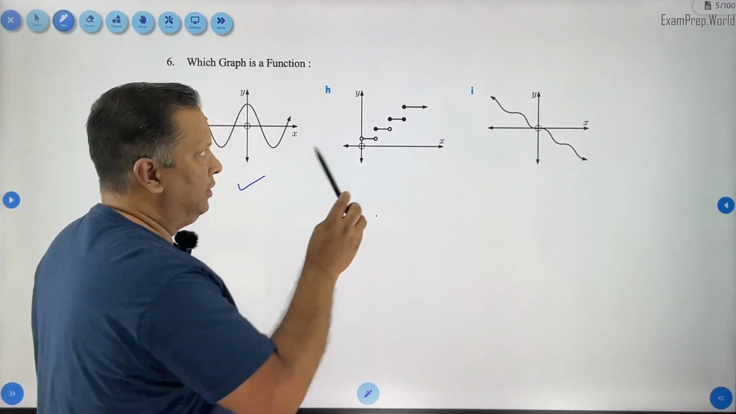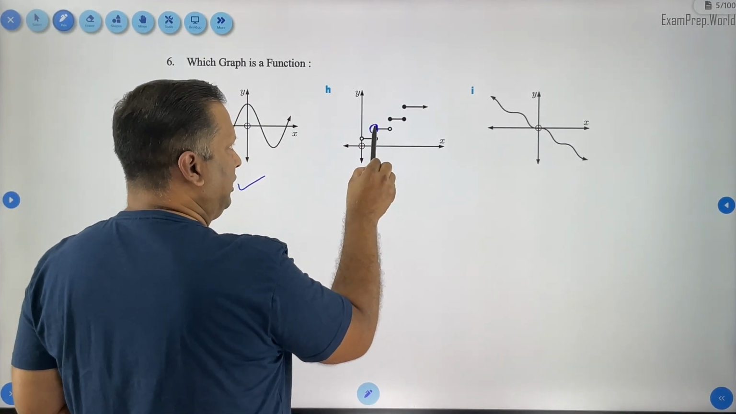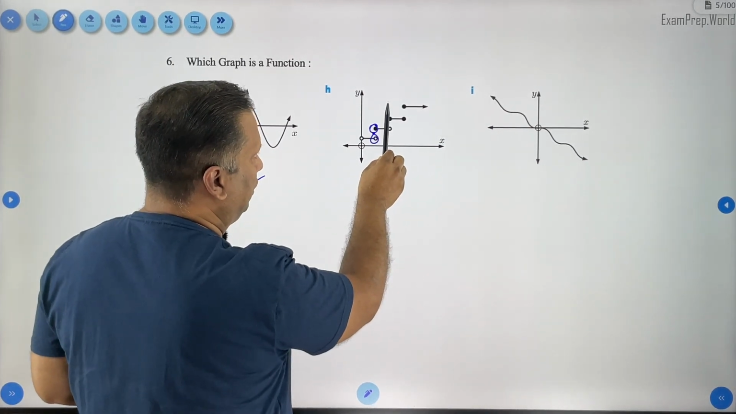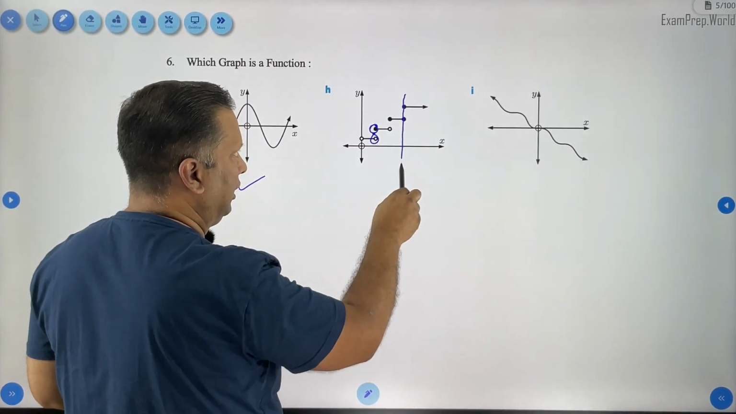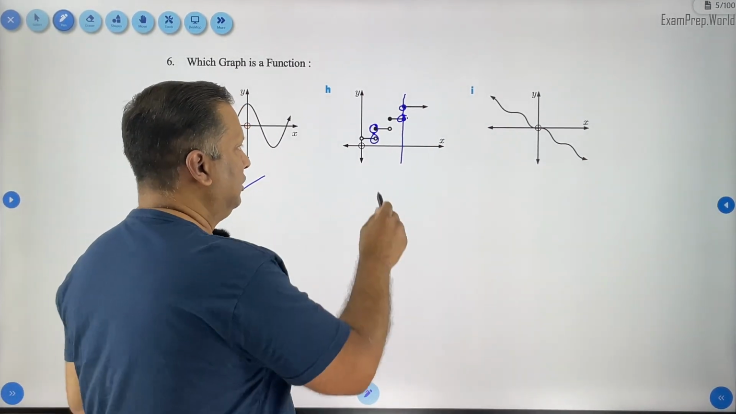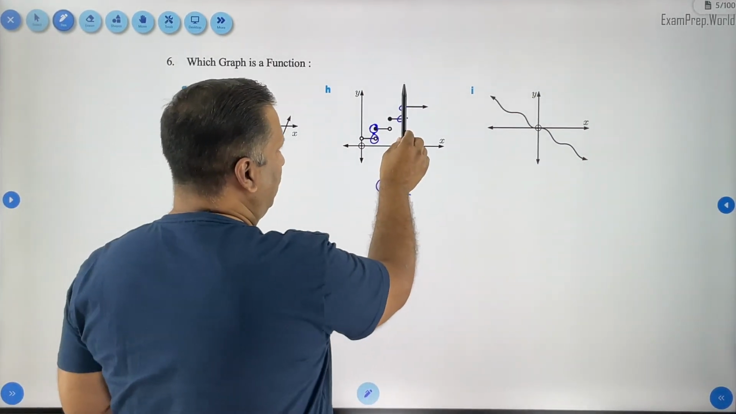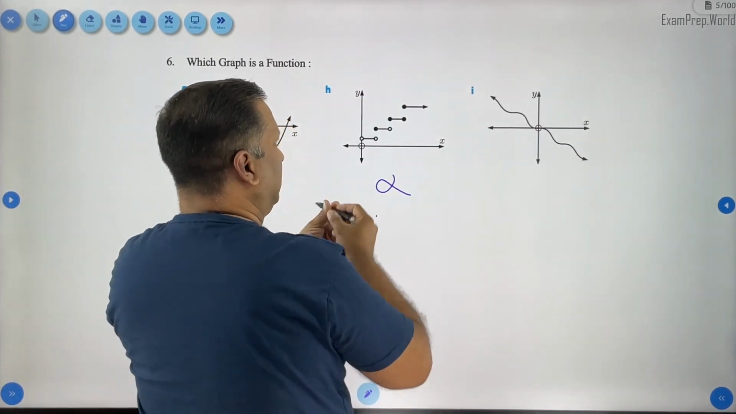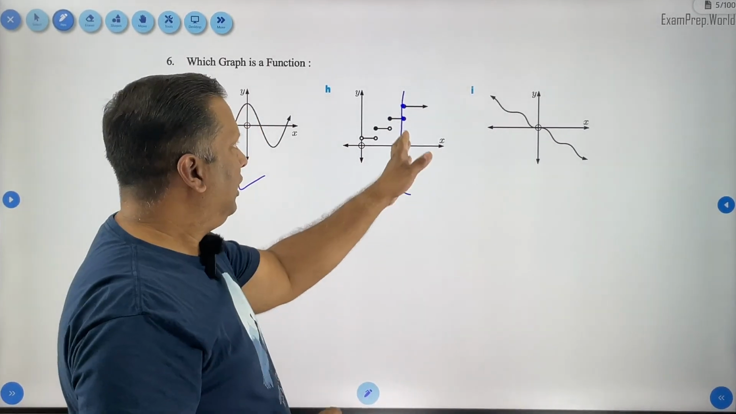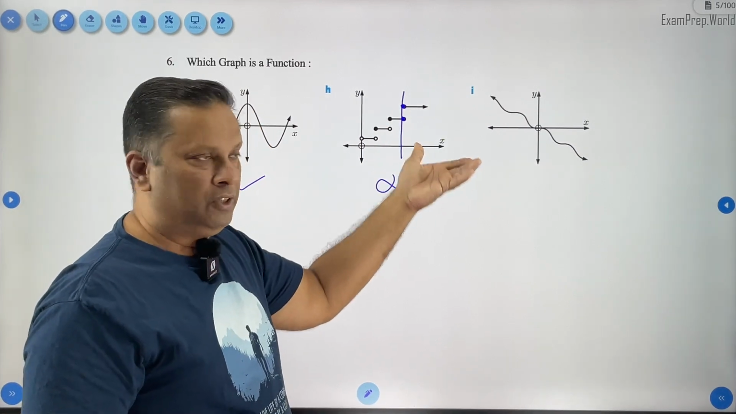Now look at this one very carefully. The dark dot means included, the empty dot means not included. That means only one point it is touching, right? Here also one point. But the moment it comes here, on the vertical line, see, there are two points which are included. So this is not a function. Why? Because on this vertical line, both points are included. Dark points mean included. So on one line you can't have two y values. For the same x value, we are getting two y values, so it is not a function.